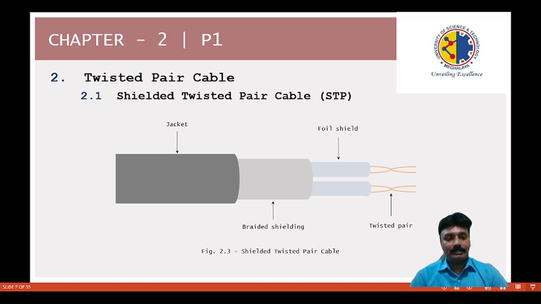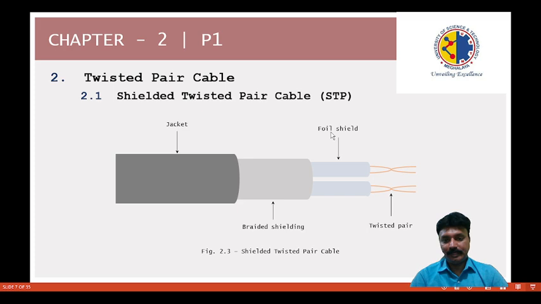Number two is twisted pair cable. In twisted pair cable, there are two types, shielded and unshielded. First, the shielded twisted pair cable. If you see this, two pairs are there in the core in the middle. After that, it is covered by the foil shield, then the braided shield, and on the outside one plastic jacket covers it.